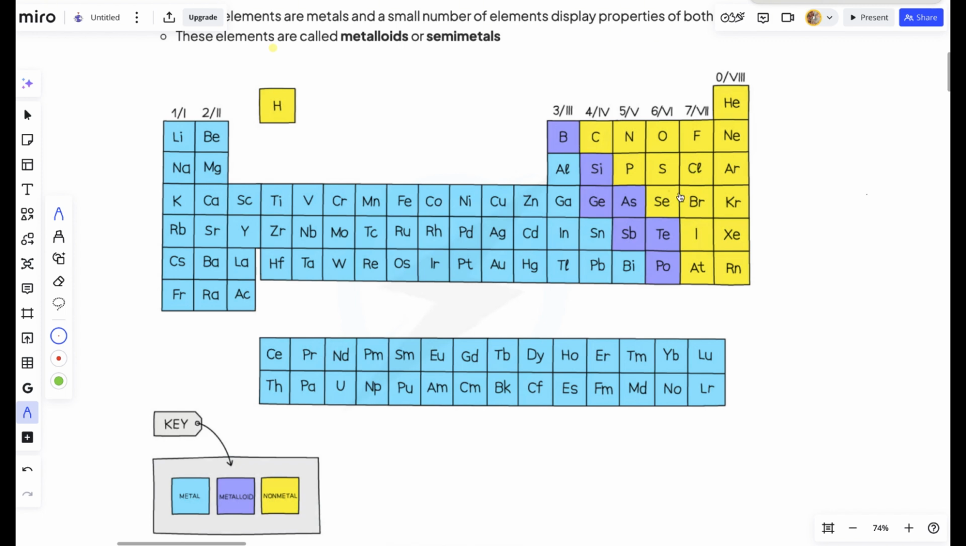Then the non-metals: carbon is a non-metal, nitrogen is a non-metal, phosphorus is a non-metal, oxygen is a non-metal, sulfur is a non-metal, fluorine is a non-metal, chlorine is a non-metal, neon. Neon is group 0 or group 8. These are noble gases. Group 8 or group 0 are noble gases. They don't need to react because they already have 8 electrons in their outermost shells. So you can see these ones, they have 8 electrons in the outermost shell. They are in group 8 in the periodic table.